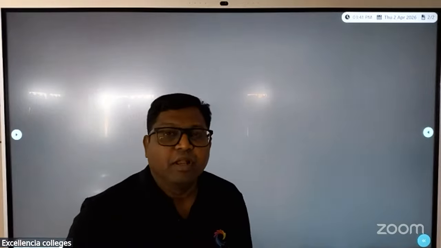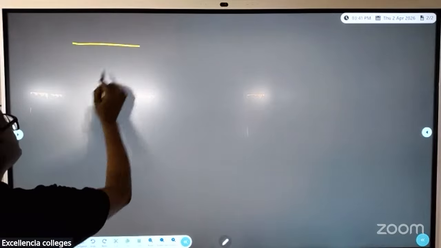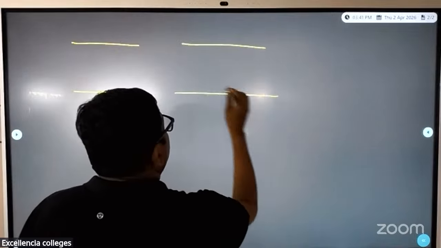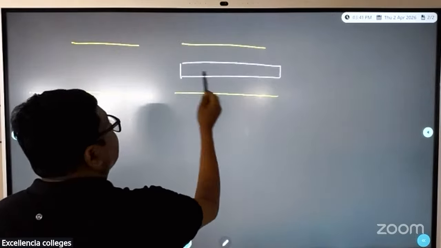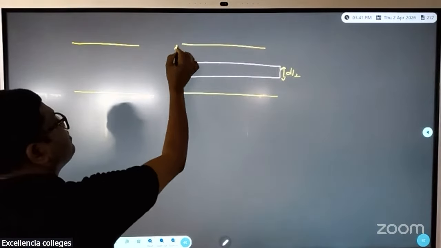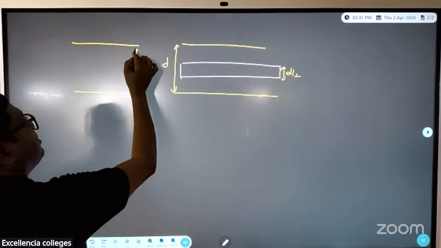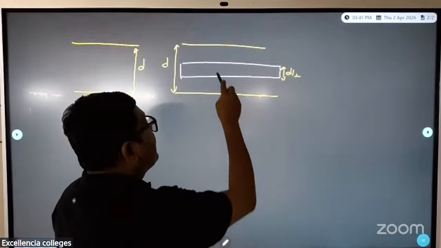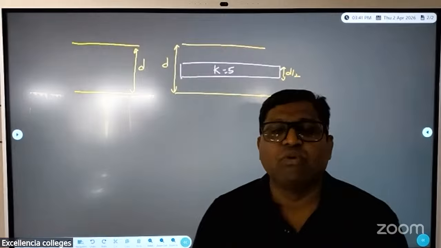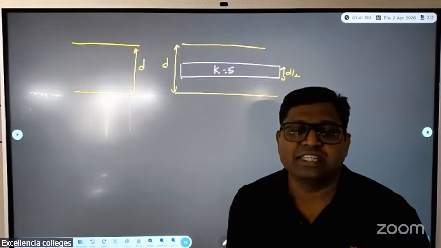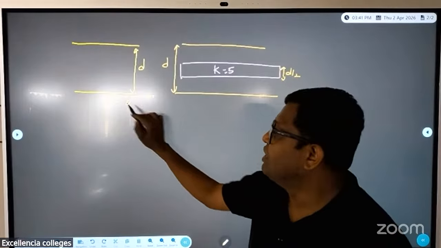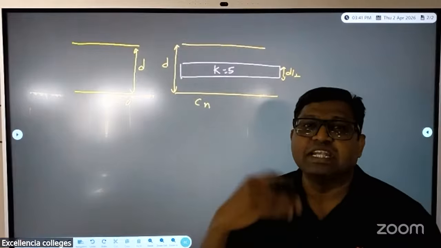Suppose you take capacitors. In the next question, one capacitor is mentioned, and then you have insertion of a dielectric. The space between the two metal plates is d. You have a dielectric of constant K equal to 5 which has been introduced. You are asked to calculate the percentage increase in the capacitance of the system. This is the original value, this is the new value. So what is the percentage increase in the capacitance?